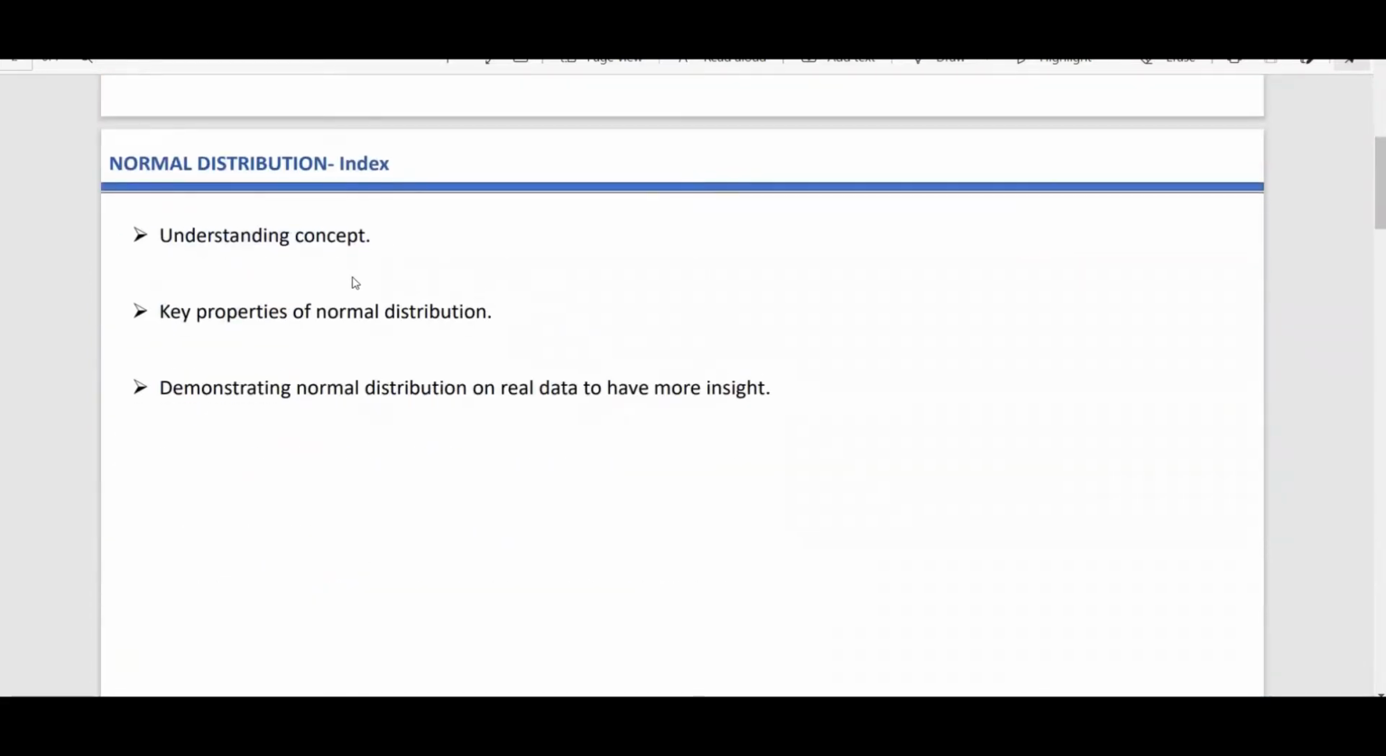So this is the flow that I'll stick to when I'll be explaining the concept of normal distribution. First we'll understand the concept and we'll see the key properties. Usually the questions that are asked are around this second point only, and demonstration of normal distribution. Basically this is needed for you to understand the concept fundamentally.